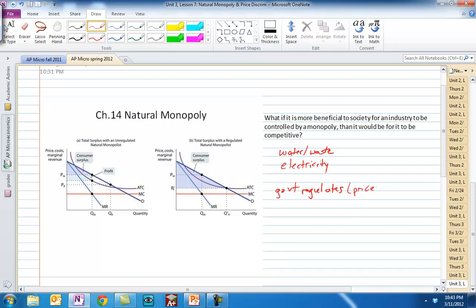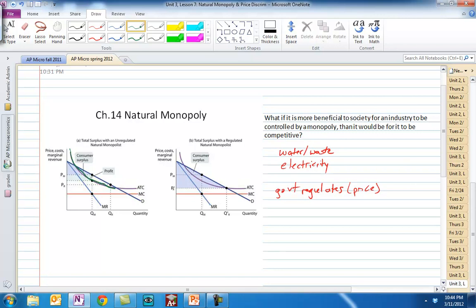Typically, it's done by price. So that the company makes enough of a profit to stay in business, to cover their opportunity costs, to make a normal profit, but doesn't make so much that it reduces the benefit to society, reduces the consumer surplus compared to what it would be in a more competitive market. So what you see going on in these graphs are basically two graphs of a natural monopoly with different regulated prices. You need to be able to recognize what makes a graph a natural monopoly graph, because sometimes the AP test likes to throw one of these on there. It all comes down to this ATC curve.